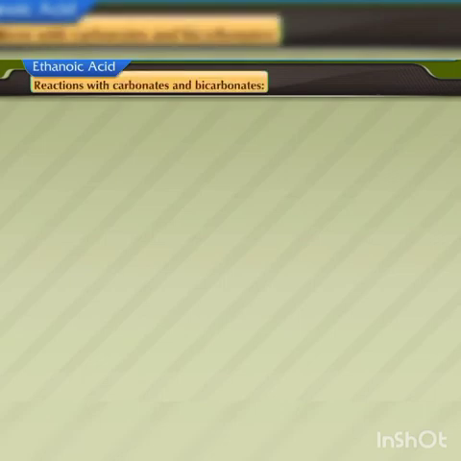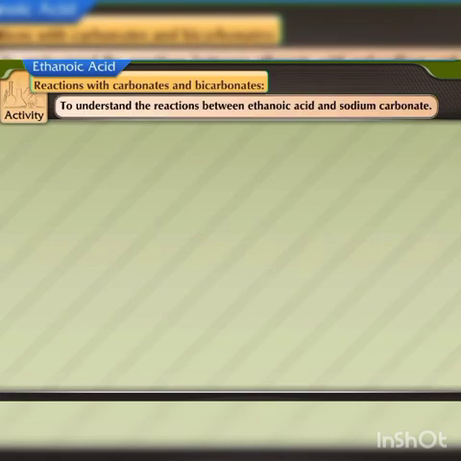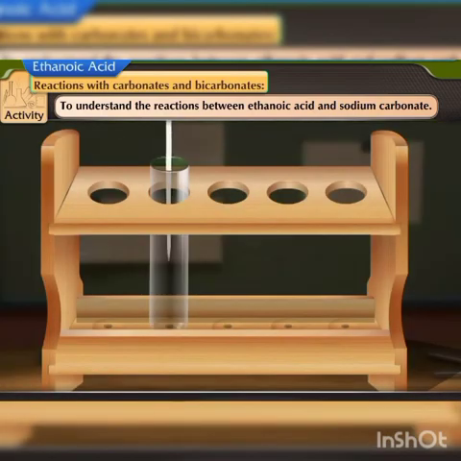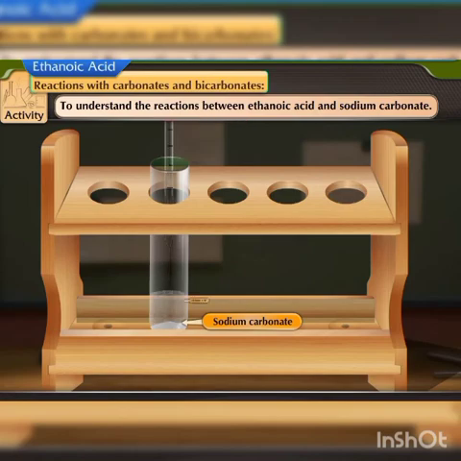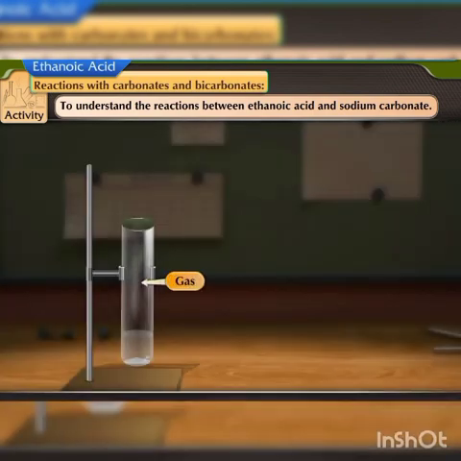Reactions with carbonates and bicarbonates. Let us perform an activity to understand the reaction between ethanoic acid and sodium carbonate. Take some sodium carbonate in a test tube and add about 2 ml of ethanoic acid. What do you observe? There is brisk evolution of a gas.